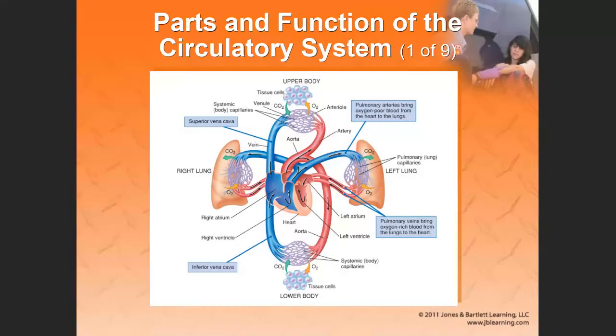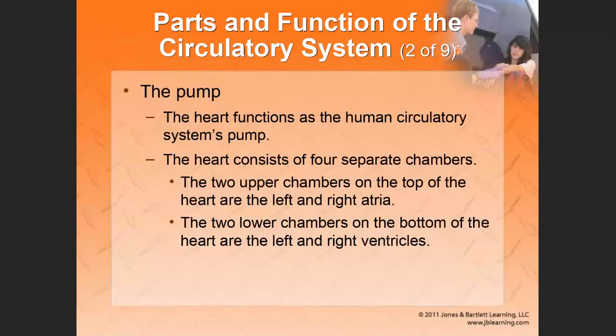We covered the circulatory system yesterday. So within the circulatory system, there are three components. You have the pump, which is the heart, the pipes, which are the blood vessels, and the fluid, which is the blood and plasma. The heart functions as the human circulatory system's pump.